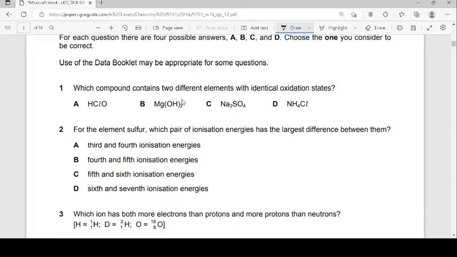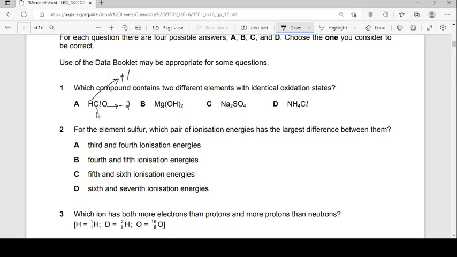Alright, so question number 1. Which compound contains two different elements with identical oxidation states? Alright, so H is +1, oxygen is -2, and Cl will be +1 plus X minus 2 is equal to 0, because overall oxidation state of a compound should be 0, right? So X minus 1 is equal to 0, and that means that X is equal to +1, and so the oxidation state of chlorine is +1. And I've already got the answer here, haven't I? So my answer is A, but you can just check the other options if you want to.